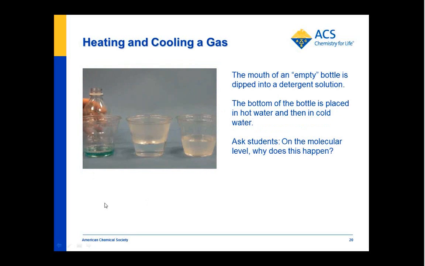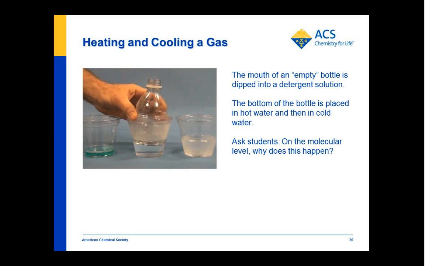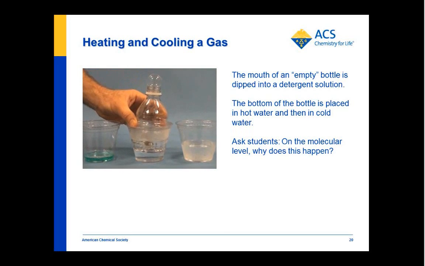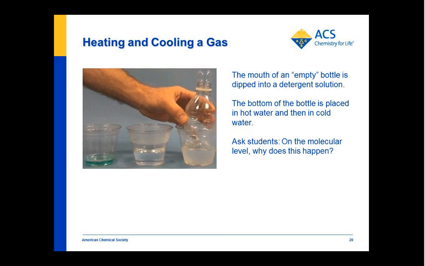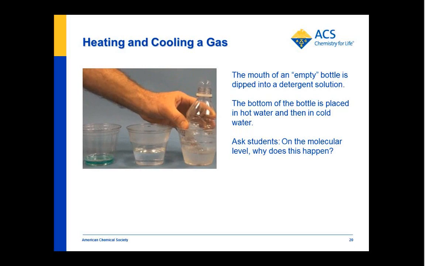We take a little bottle here, and it's empty, except for the gas that's in it, naturally. And we dip it in a detergent solution and then put the bottom in hot water. You see that a bubble forms. And students and teachers, everybody loves this activity. And then you put it in cold water and the bubble goes down. So the idea is that, just like in every other case, adding energy or taking energy away affects the motion of particles, whether it's a solid, liquid, or a gas.